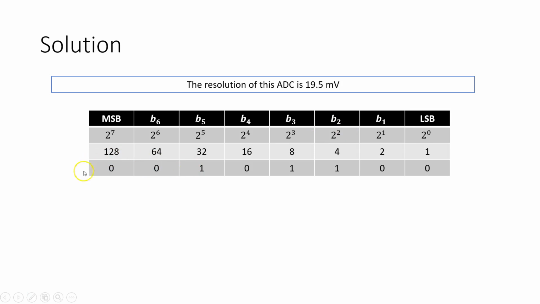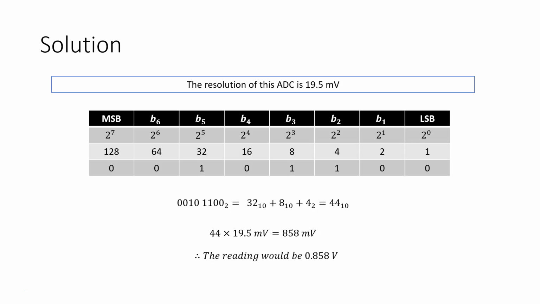So this is our binary string, and what we're doing is adding these up. We're multiplying these. So 128 times 0, that's 0. 32 times 1, 32, plus 0. 8 times 1, 8, plus 4. So 32 plus 8 plus 4 is 44. And then 44 times the resolution, 19.5 millivolts, gives us 858 millivolts. So the reading would be 0.858 volts.